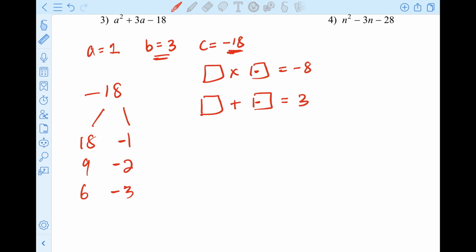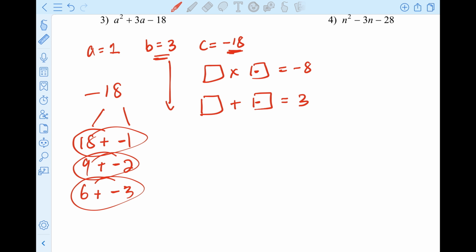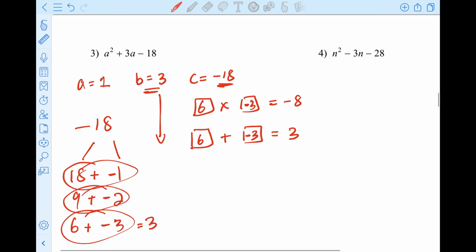Because the factors of 18 are just 1, 2, 3, 6, 9, and 18. So between these three, which one, when you add them together, gives you 3? You can see it's this one. So it's going to be 6 and negative 3. This should be 18 here, my fault. So ideally, we know that it's 6 and negative 3.